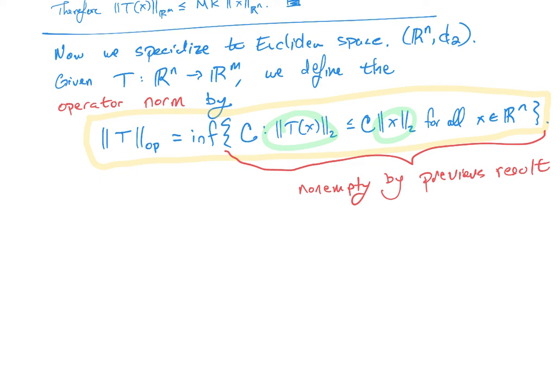The other nice thing about the operator norm is it tells you something about the linear transformation. It tells you how much it's stretching things, which is a lot more useful than telling you something about the square root of the sum of the squares of the entries in the matrix that corresponds to the linear transformation.